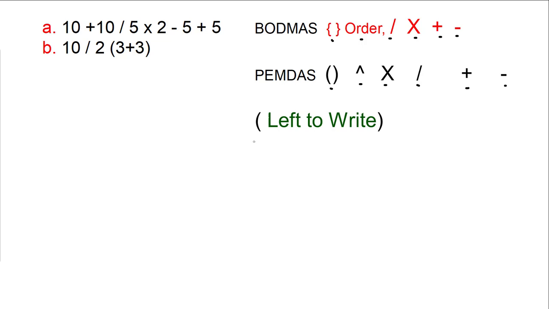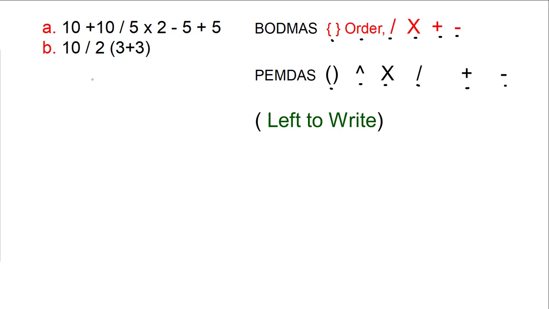Whenever you find two operators of the same precedence in a given problem, you evaluate from left to right. Parenthesis and bracket have the same precedence. Exponent and orders have the same precedence. Multiplication and division have the same precedence. Addition and subtraction also have the same precedence.